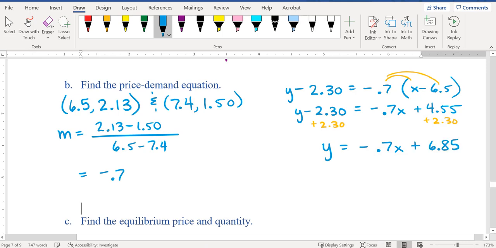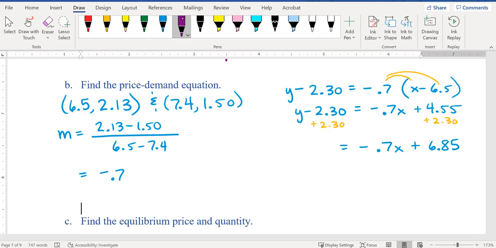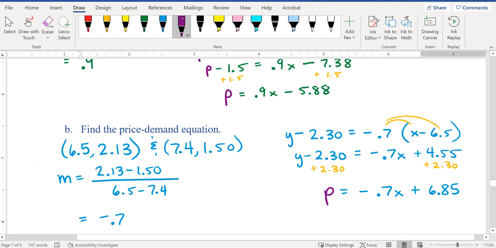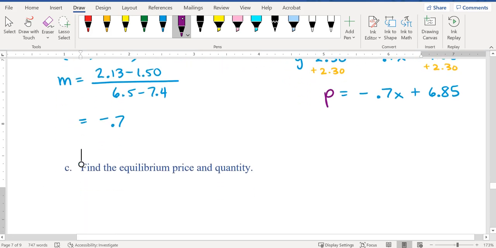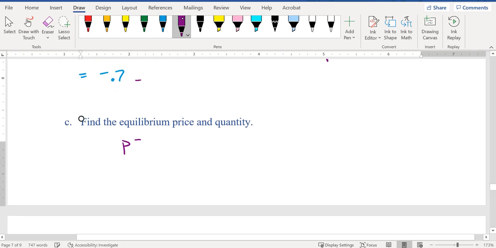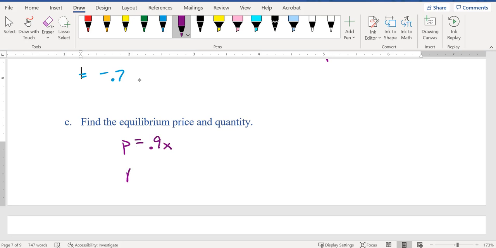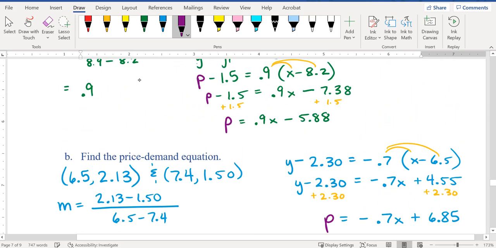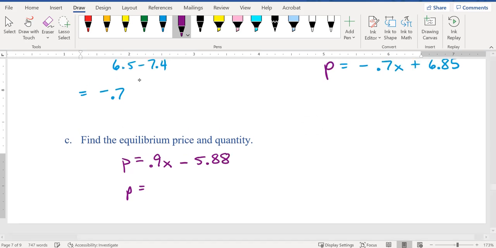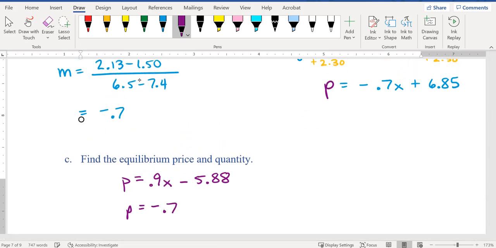Now, instead of y equals, again, I wanted p equals. So my two equations, here they come. P equals 0.9x minus 5.88, and negative 0.7x plus 6.85.